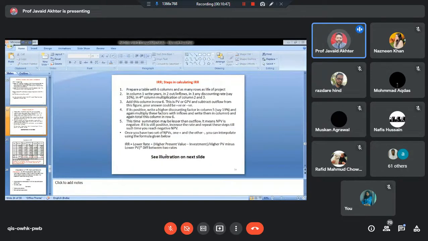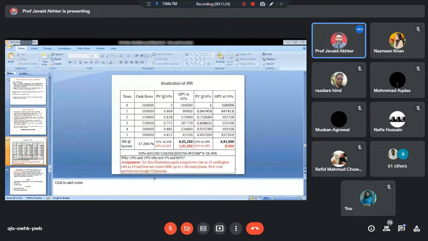Look at the formula given in this. IRR is equal to the lower rate. So what is the lower rate in our example? 10%. Plus, within brackets, the higher present value. What was the higher present value? 1,01,250 something. Minus investment. How much was the investment? 5 lakhs. It is to be divided by higher present value minus lower present value. Higher present value remains the same and lower present value is 8,500. And I have entered the formula.